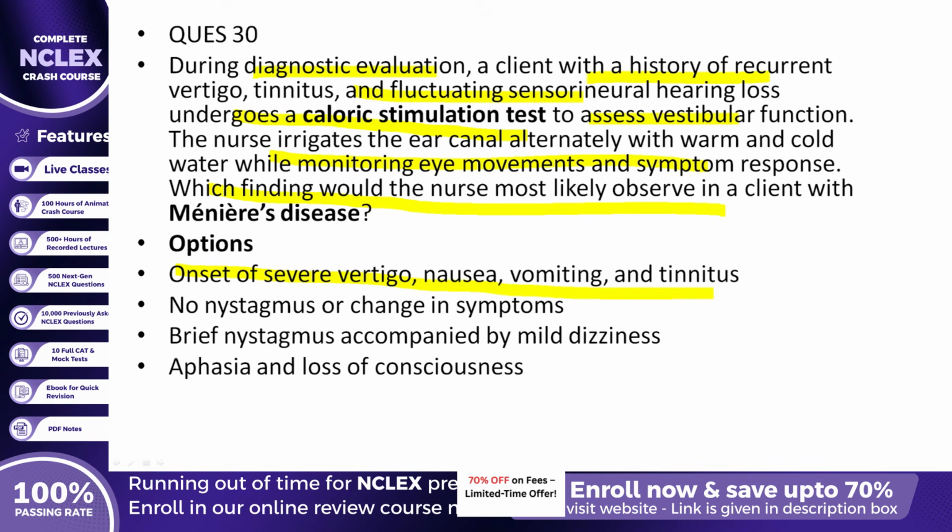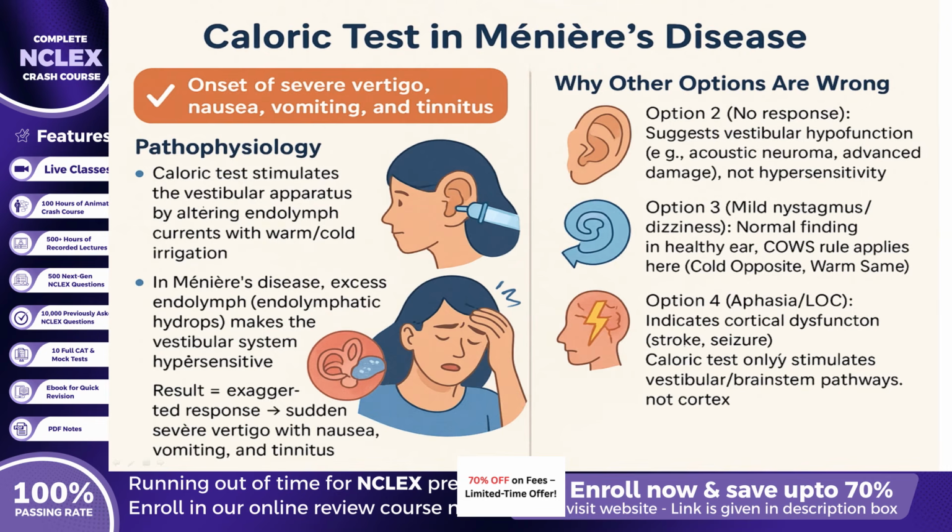This is because the caloric test stimulates the vestibular apparatus by altering endolymph currents with temperature changes. In Meniere's disease, endolymphatic hydrops makes the vestibular system hypersensitive, producing exaggerated responses. Therefore, the client experiences sudden severe vertigo with accompanying nausea, vomiting, and tinnitus, which align with the classic pathophysiology of Meniere's disease.